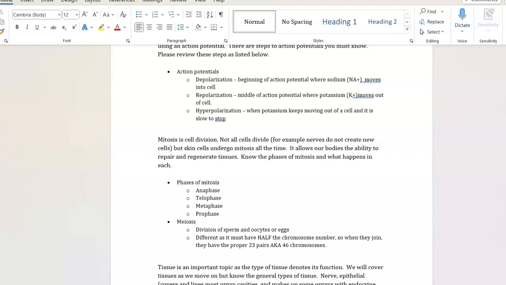Understand the basics of meiosis. This is the division of sperm and oocytes or eggs. Understand it must have half the chromosomal number. So when they join, they have the proper 23 pairs, also known as 46 chromosomes. Look at that for a second. People always get this wrong. 23 pairs, so 2 times 23 is 46 chromosomes. It's not 46 pairs, it's not 23 chromosomes in a normal cell, okay?